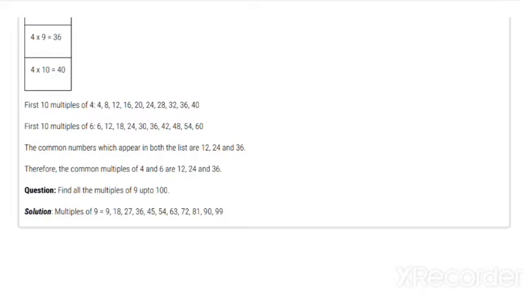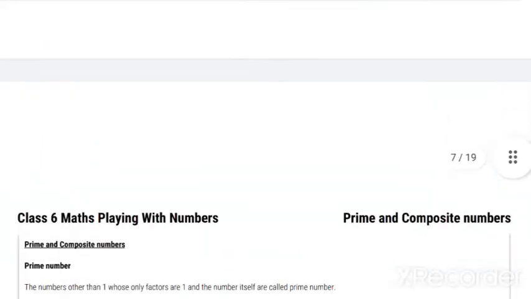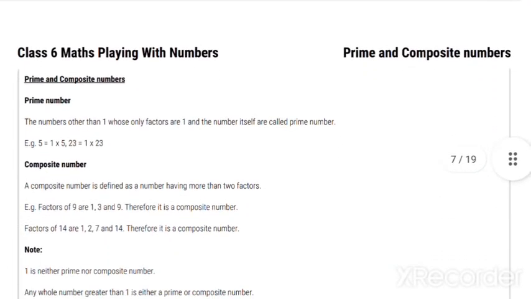Like for suppose one question, find all the multiples of 9 up to 100. So, multiples of 9 are 9, 18, 27, 36, 45, 54, 63, 72, 81, 90 and 99. So, very simple. Now, let us try to understand, children, the next topic, prime and composite numbers.